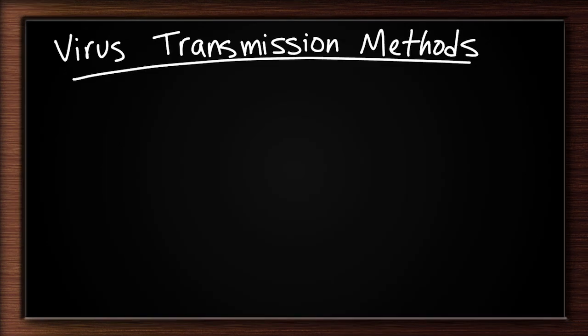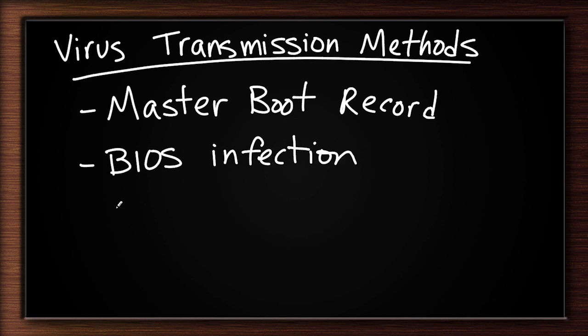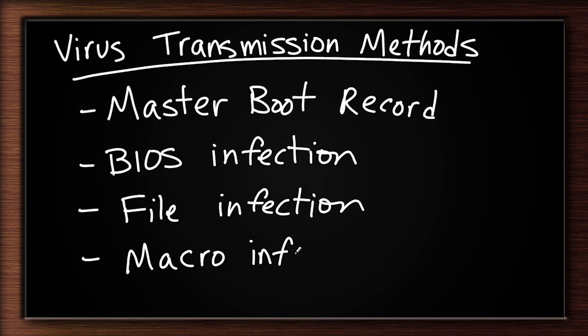Now, there are different types of transmission methods of viruses and worms. One of the most popular is the master boot record infection, and this is actually the original method of attack, where the attacker actually compromises the master boot record of the hard drive of the system. The other one is BIOS infection, and of course, compromising and taking advantage of BIOS vulnerabilities. File infection is another type. Macros, macros included in programs like Microsoft Excel, Microsoft Word, PowerPoint, and so on.